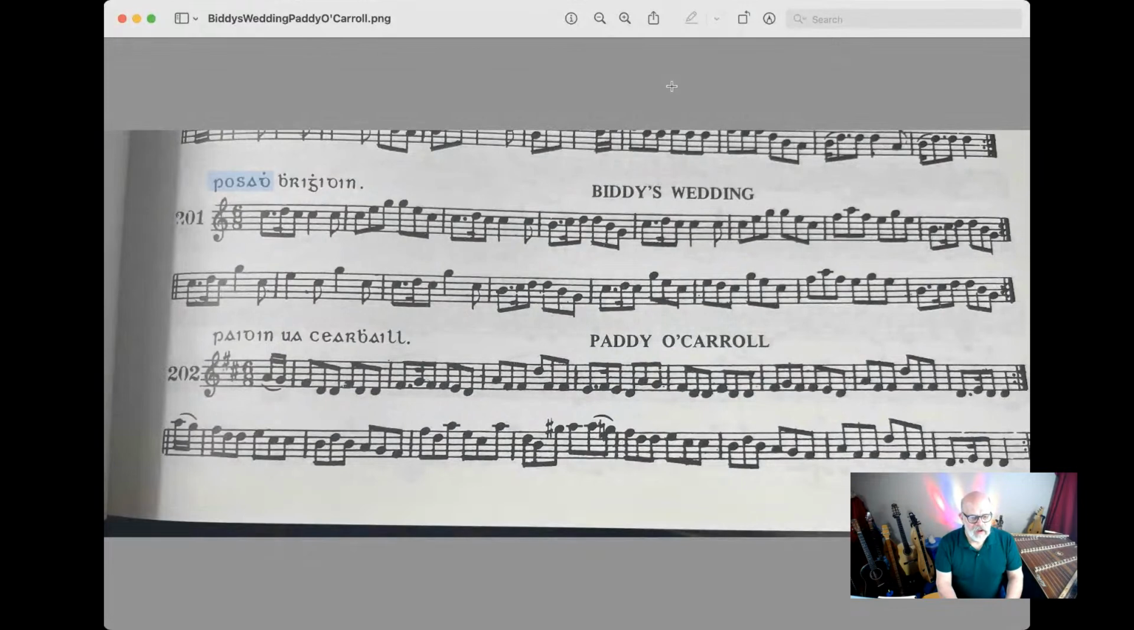So this is our two selections from the Dance Music of Ireland, O'Neill's 1001. I just opened it up this morning and picked a page, and here's what I come up with. So let's go through the exercise right here.